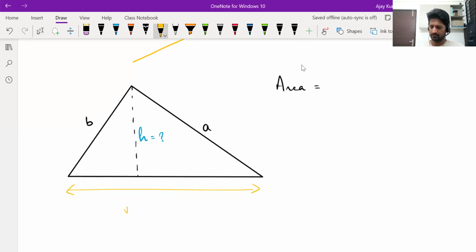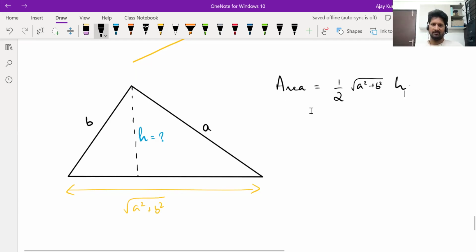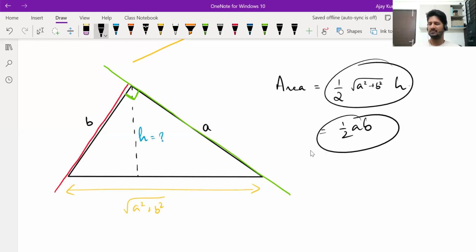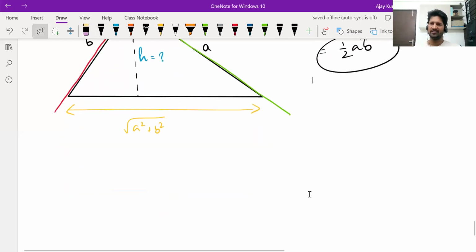Root of a square plus b square. So the area can be written as half root a square plus b square h. Rotate the triangle. If you rotate the triangle, you can consider this as a base. And because this is a 90 degree, this is a right angle triangle, if you take A as base, then B becomes the height. That way, what is the area of this triangle? Half AB. And these two should be same because it's the same triangle. From there, you can get h.